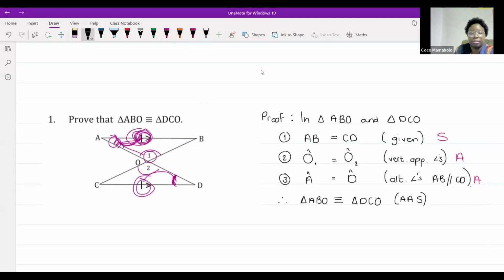We need to make sure that we're using the reasons properly. Yes, absolutely, you can. You can, Fulufelo. You could also have said that angle B is equal to angle C for the exact same reason. Narisha, angle is for similarity. We're not doing similarity, we're doing congruence. Similarity is on Wednesday.